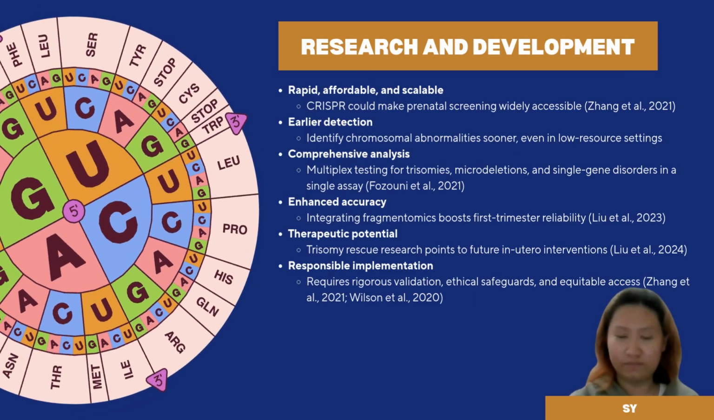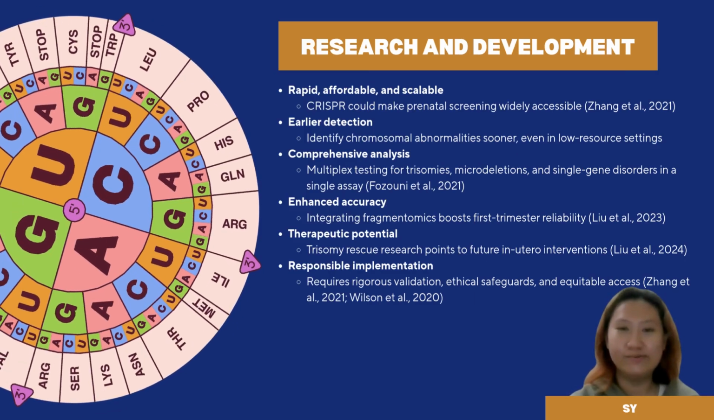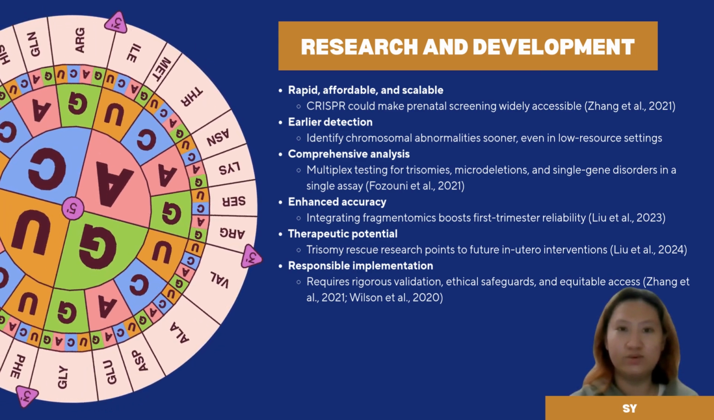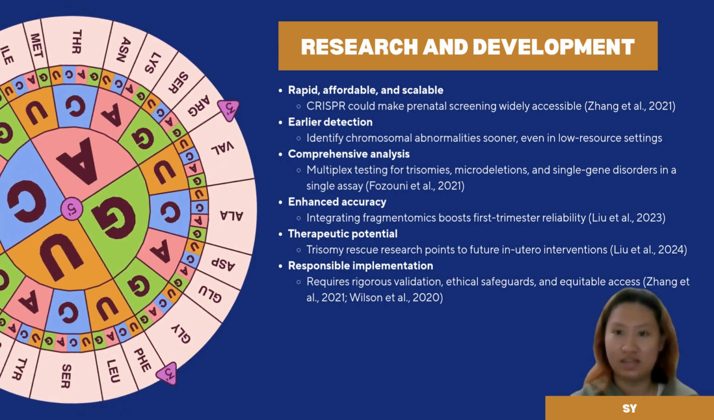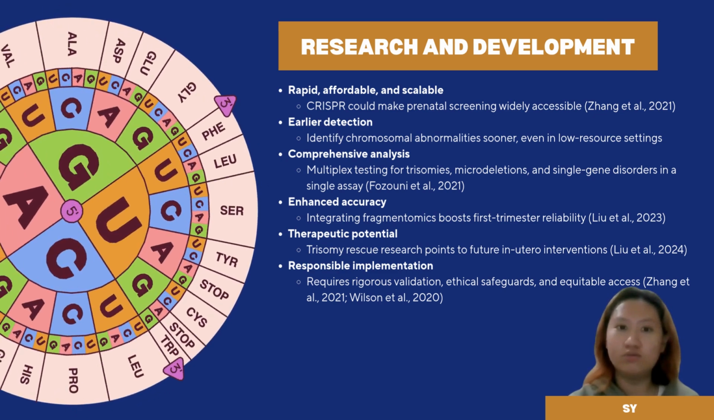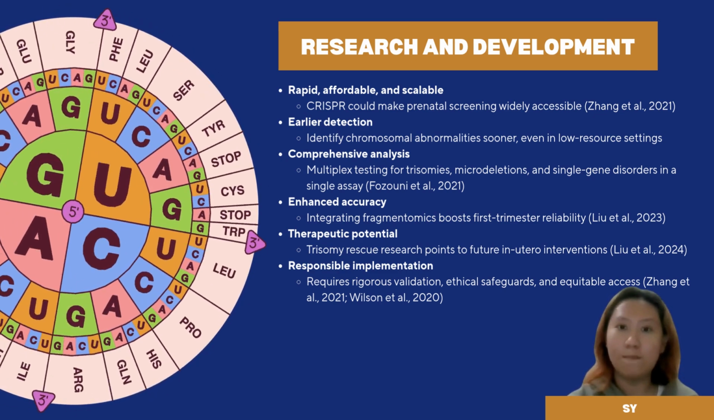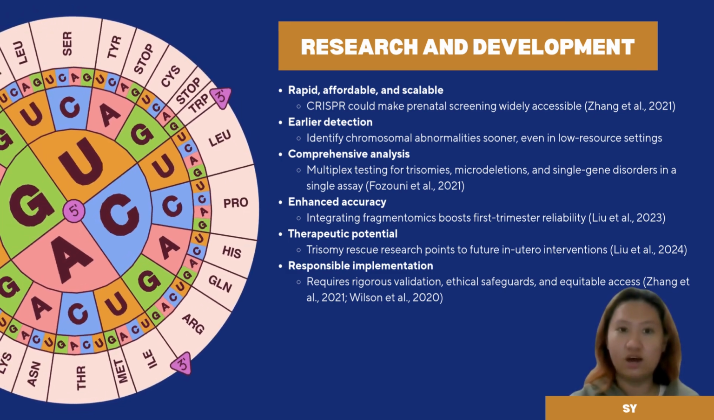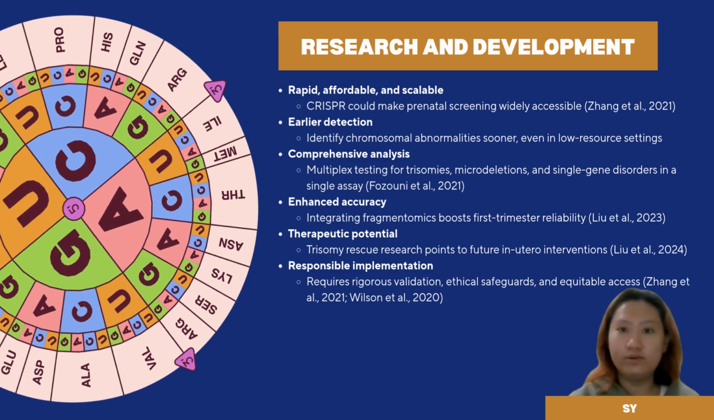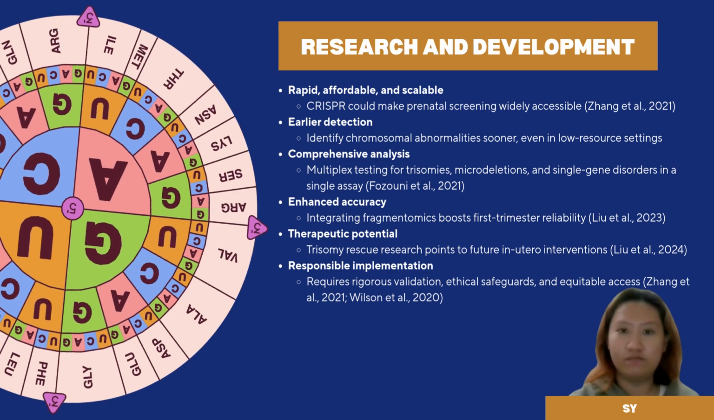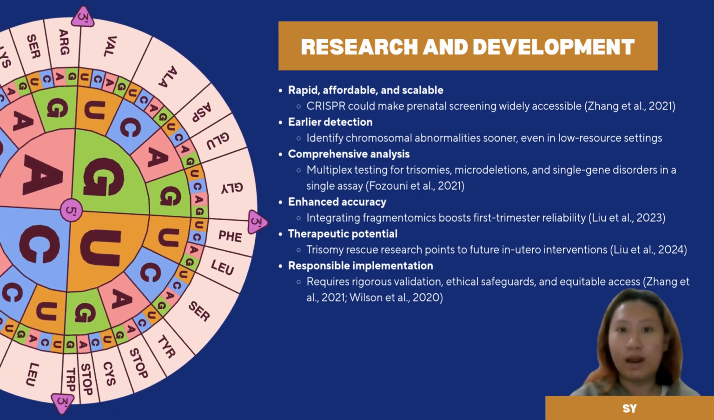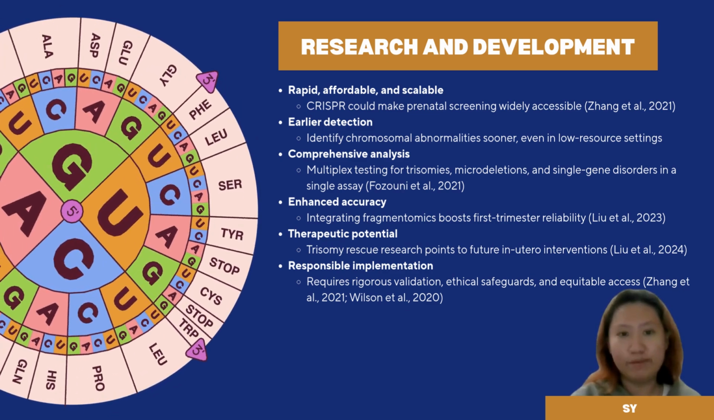Now, moving into the healthcare implications, we know that CRISPR-Cas has a huge implication on this sector. As Zhang and colleagues noted in 2021, CRISPR-based diagnostics could make prenatal screening faster, cheaper, and accessible worldwide. Multiplex platforms like those demonstrated in Faustina's team could allow screening for multiple conditions, from trisomies and microdeletions to even some single gene disorders, all at once. Looking further ahead, Liu's 2024 study on trisomy rescue raises the possibility of therapeutic intervention. While we're still far from that reality, there are major safety, delivery, and ethical barriers to overcome before in utero application can be possible.